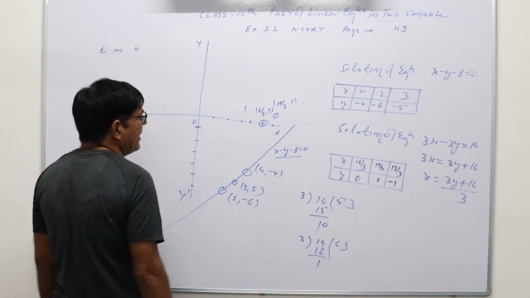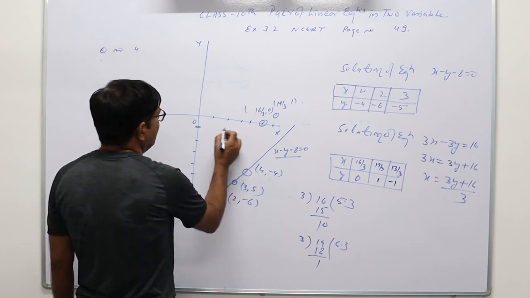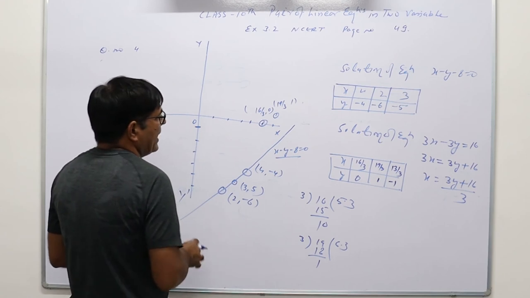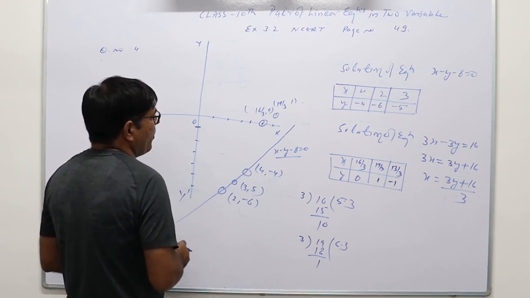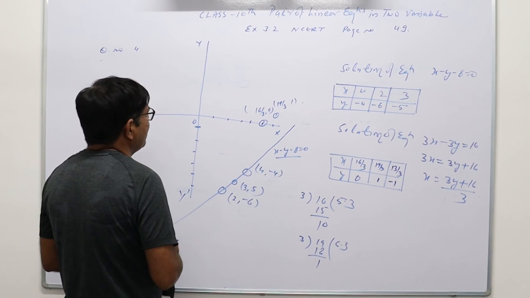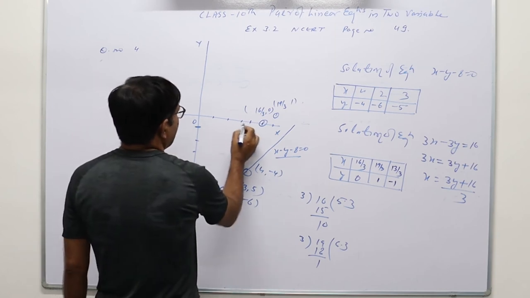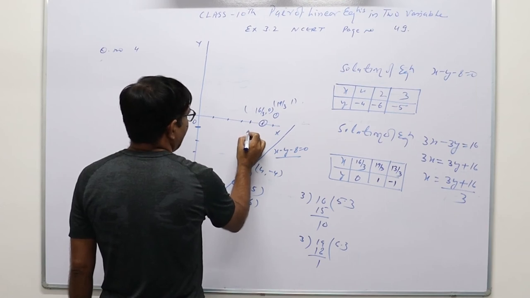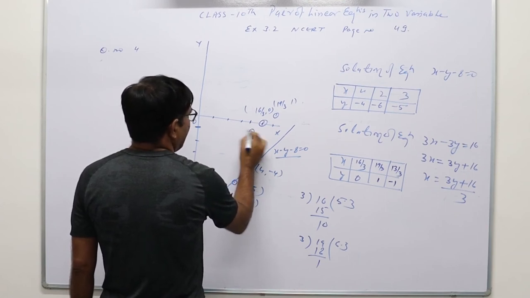If the value of y is minus 1, then x is 13 by 3, which means x is 4 point something. So 1, 2, 3, 4 point something. So this will be the third point.